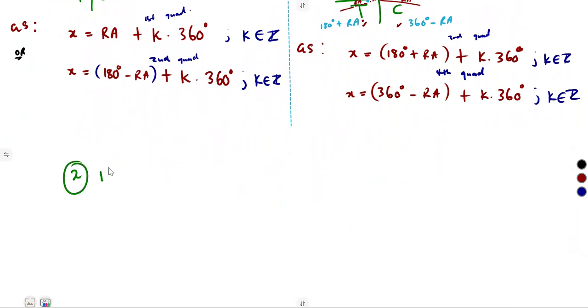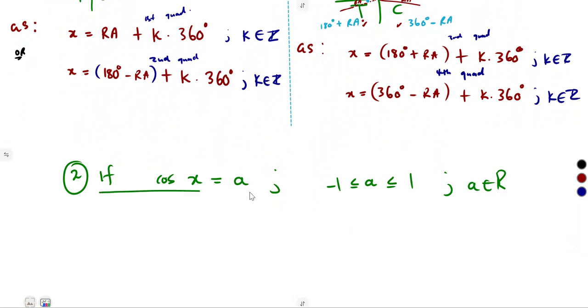So given that cos x is equal to a, on the same condition as the previous case, where a is greater than or equal to -1 but less than or equal to 1, and a being a real number, what are we going to do in this case? Just like the previous case, we use the same concept to find the reference angle.